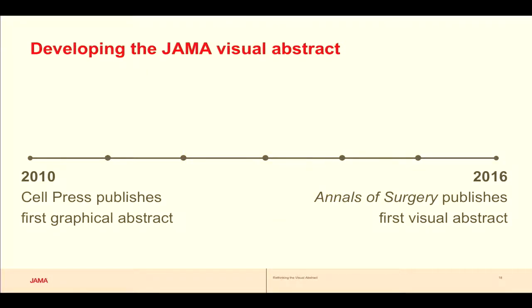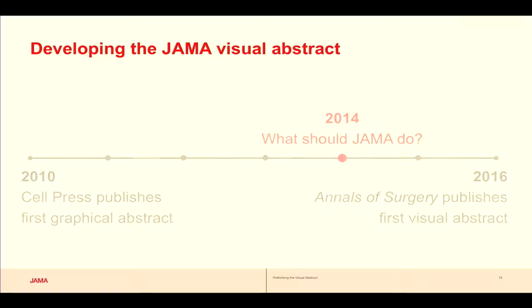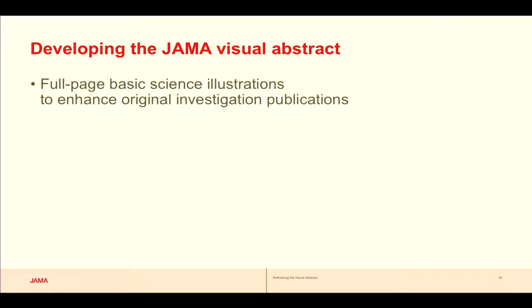JAMA's path to developing a visual abstract actually began between Cell's graphical abstract development, which started in 2010, and the first tweeted visual abstract in 2016. Our initial plan was to create something more similar to the graphical abstract that is used by the Cell publications. So in 2014, we mulled over 2 big ideas. Our first was to create full-page original illustrations that depicted basic science concepts to further enhance the content of our original investigations. And the second one was to create full-page graphical abstracts created by our illustration team, in contrast to those author-created graphical abstracts published in other journals.